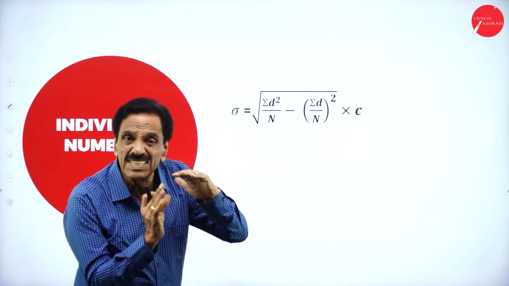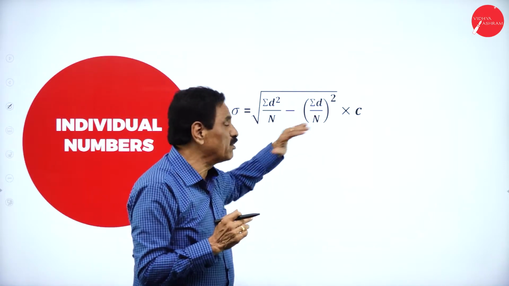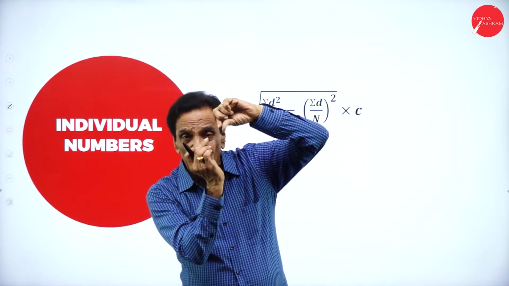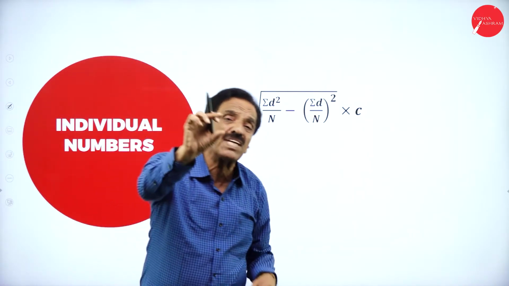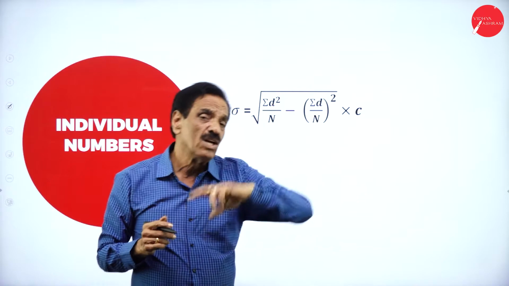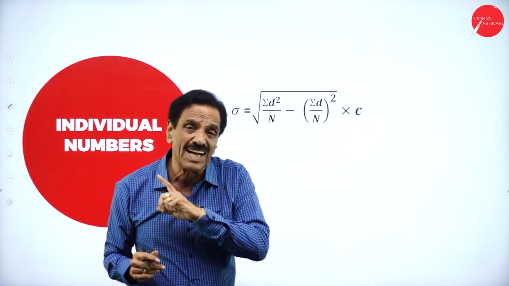C is called class interval. We must be very careful about the C. The difference should be equal. 10, 12, 14, 16, then only we can say 2. If it is 10, 12, 20, don't take the C as a class interval.